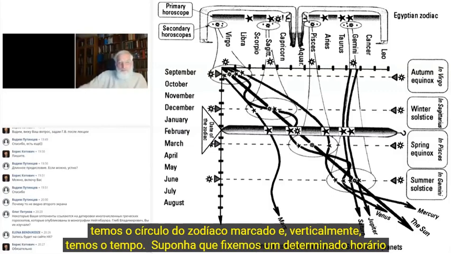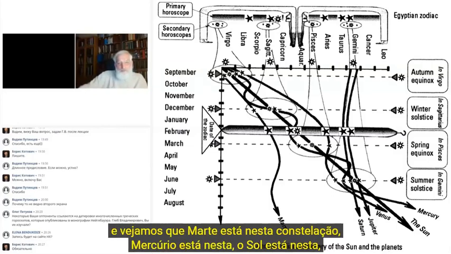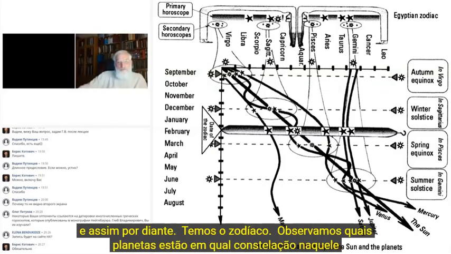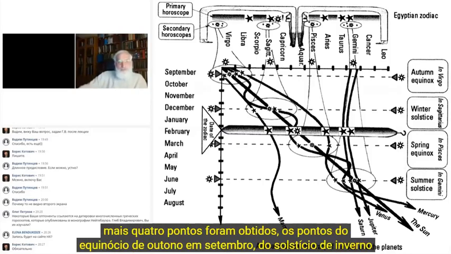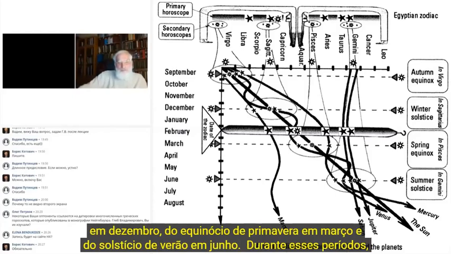Suppose we fix a certain time and see that Mars is in this constellation, Mercury is in this one, the Sun is in this one, and so on. We get the zodiac. We look at which planets are in which constellation at that moment in time, on the date of the zodiac. What was done in the Egyptian zodiac? There, 4 more points were taken. The points of the autumn equinox in September, the winter solstice in December, the spring equinox in March, and the summer solstice in June.